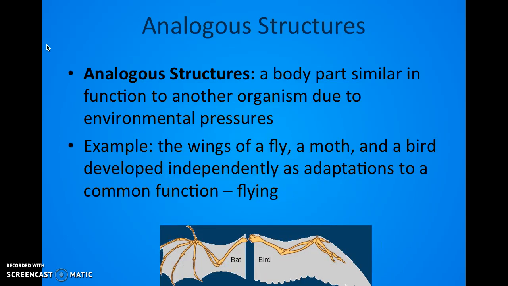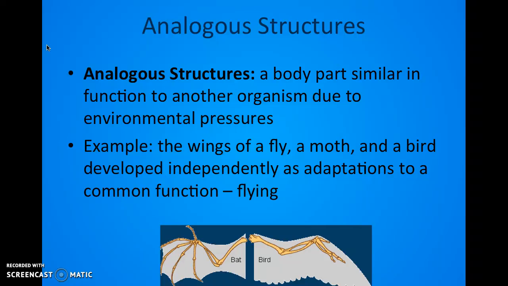Analogous structures are a little bit different than homologous structures, and these are easily confused. An analogous structure is a body part that is similar in function to another organism due to environmental pressures. Because the environment encourages this structure to be needed, it will be present. The example would be wings for flying. A moth and a bird develop independently, but they have that common function of flying.